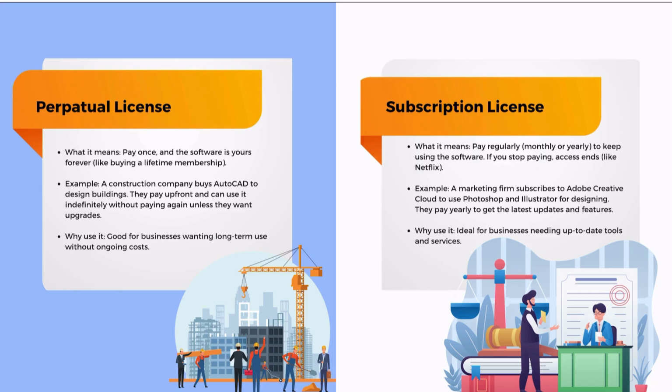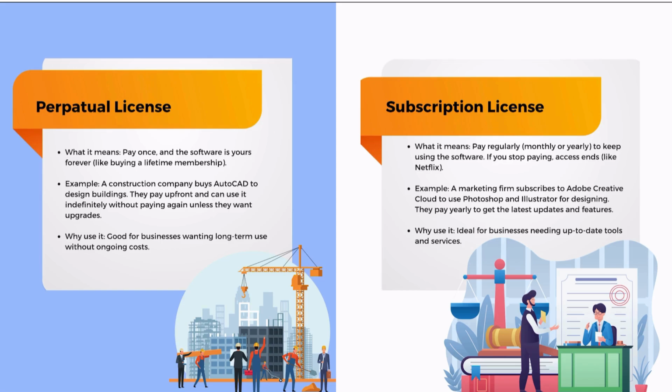So let's start with the most common one: perpetual license. This is like buying a DVD, you pay once, you own it forever. For example, if a construction company buys software like AutoCAD, they pay upfront and use it forever. Why is it good? No ongoing cost, just pay one time and it's yours.